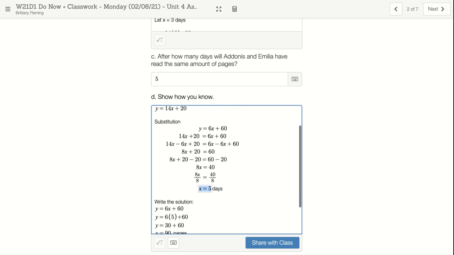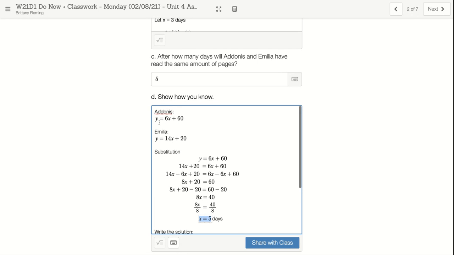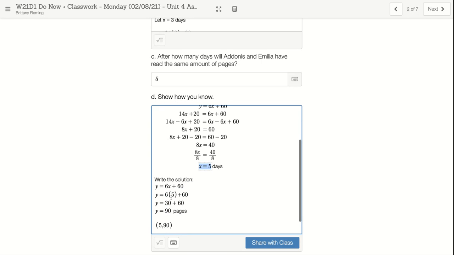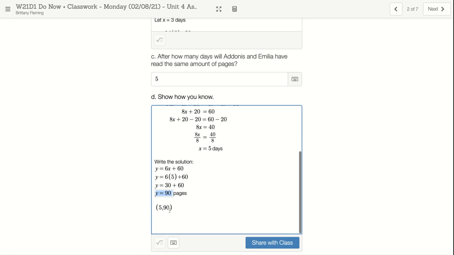So I can actually go back to one of my equations. I just chose the first equation. It doesn't matter. I could choose the first or second equation. And I went ahead and chose the first equation here. I substituted in 5 for x, because I know in 5 days they will have read the same amount of pages. So I found out that y equals 30 plus 60, and then y equals 90. So in 5 days, they would have read 90 pages. The solution to this system is 5, comma 90. In 5 days, both scholars will have read 90 pages.